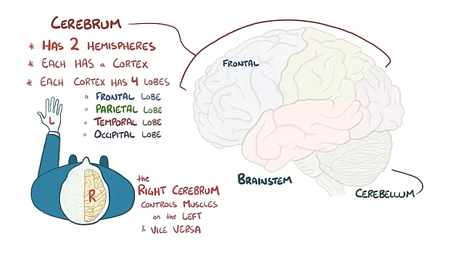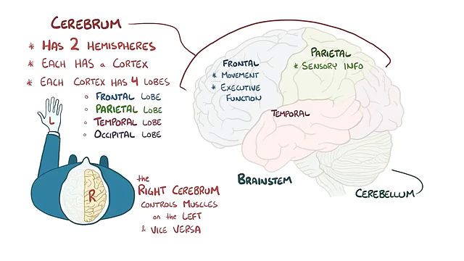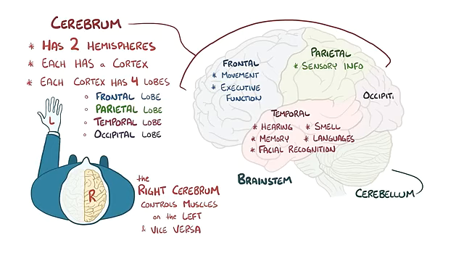The frontal lobe controls movement and executive function, which is our ability to make decisions. The parietal lobe processes sensory information, which lets us locate exactly where we are physically and guides movement in three-dimensional space. The temporal lobe plays a role in hearing, smell, memory, as well as visual recognition of faces and language. Finally, there is the occipital lobe, which is primarily responsible for vision.